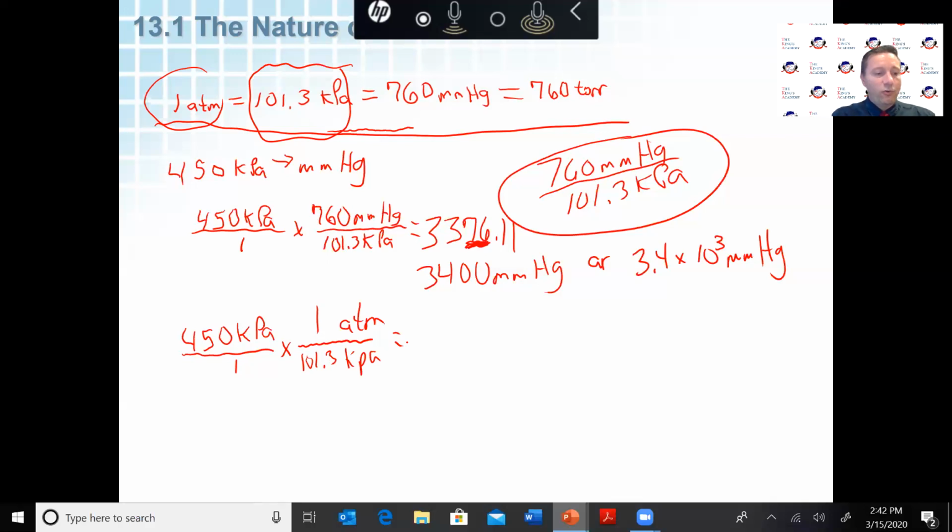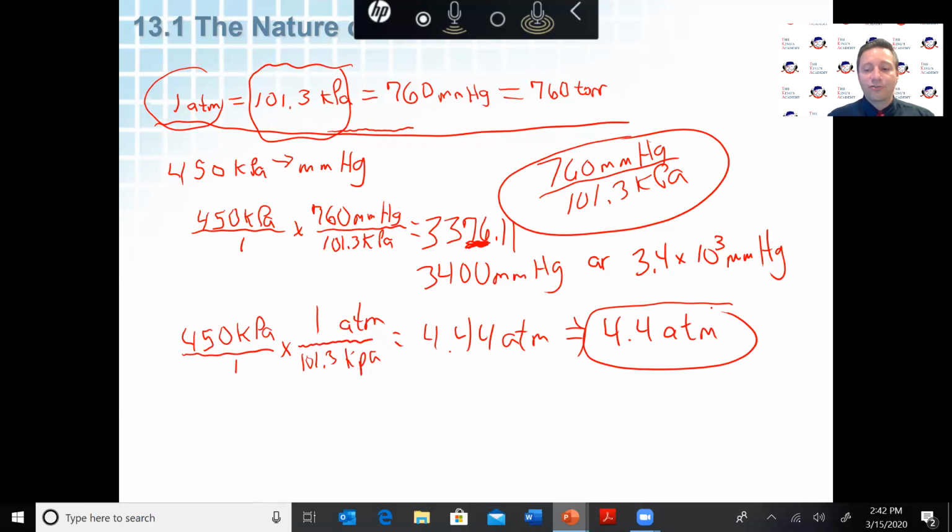And now let's plug that into our calculator. So grab our calculator, 450 divided by 101.3. And we come up to 4.44 atm. But we have only 2 significant figures, so we have to put that to 4.4. So let's write that down, 4.4 atm. And that right there is our final answer on that.